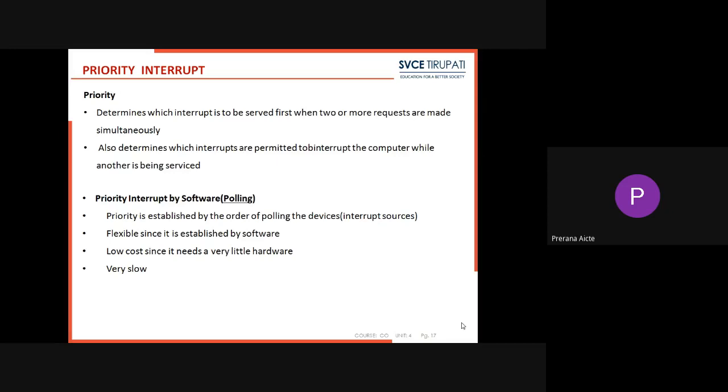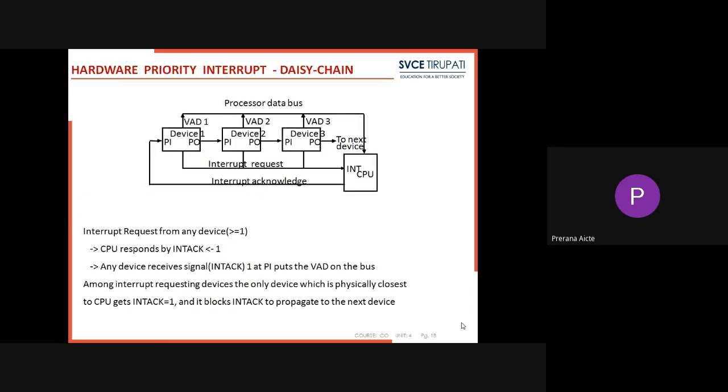Devices with high-speed transfers such as magnetic disk have very high priority, and slow devices such as keyboards receive low priority. In this concept, we are using the polling concept. Polling means a polling procedure is used to identify the highest priority source. This is the hardware implementation of priority interrupt. So this is daisy chaining priority.